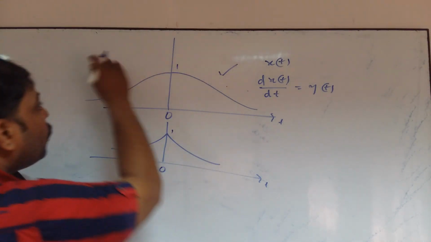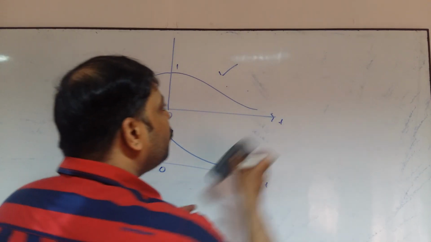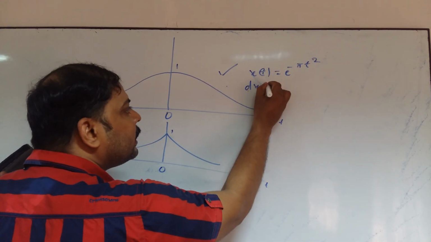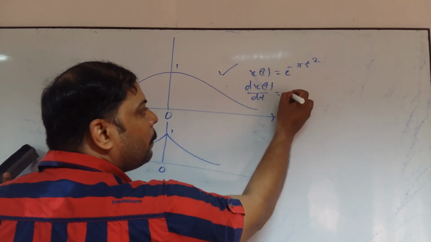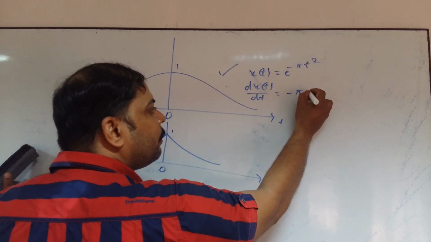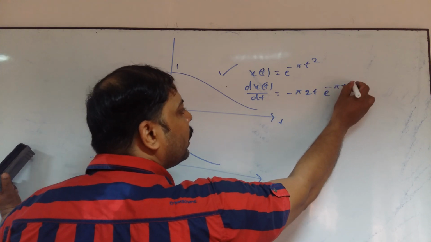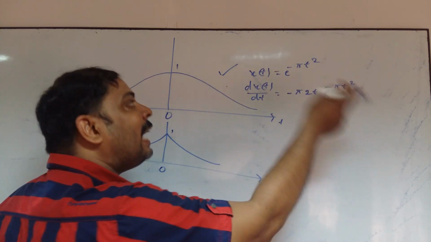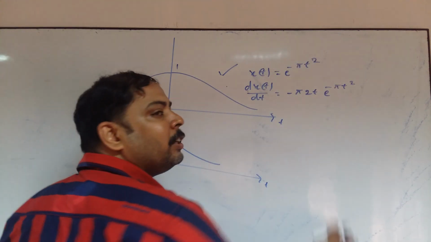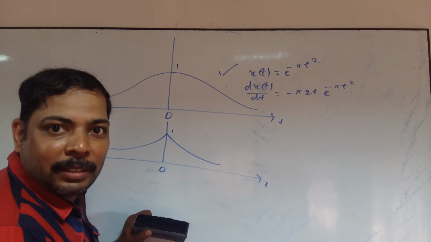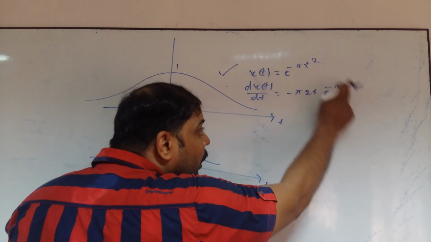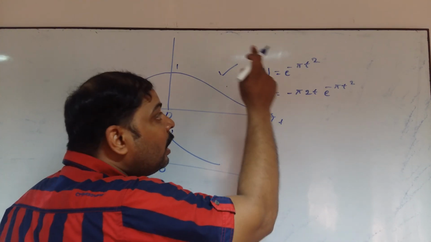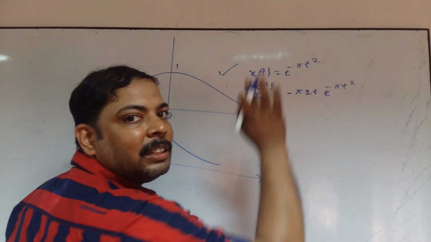Now here what you will do? Your Gaussian equation for x(t) is e to the power minus pi t square. If you differentiate it, dx(t) by dt, what do you find? Minus pi, again t square derivative to t, again e to the minus pi t square. So this equation represents the slope of the tangent of e to the minus pi t square at any time t. Again I am repeating, this equation represents the slope of the tangent of this curve at any time t.